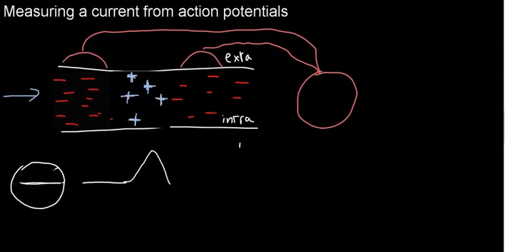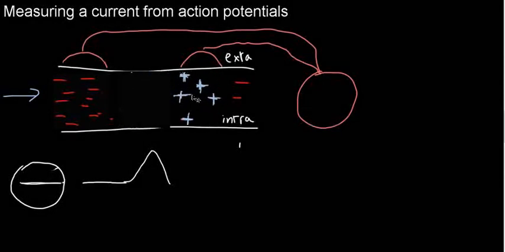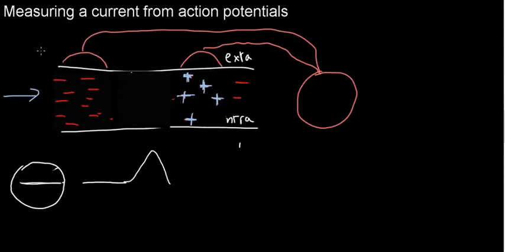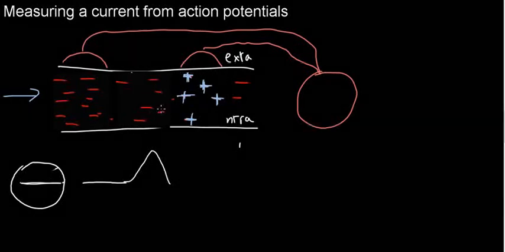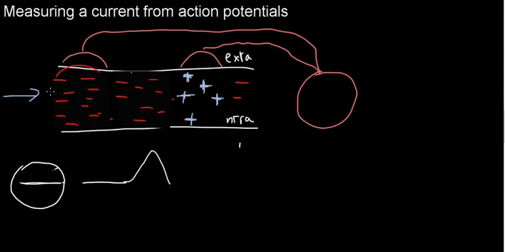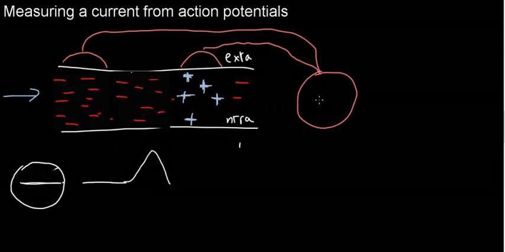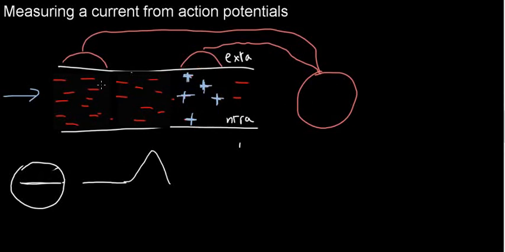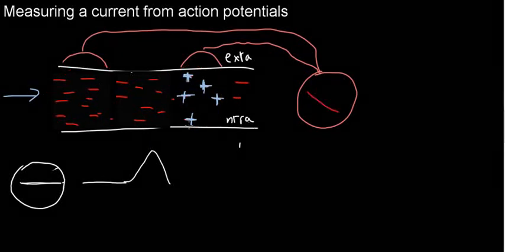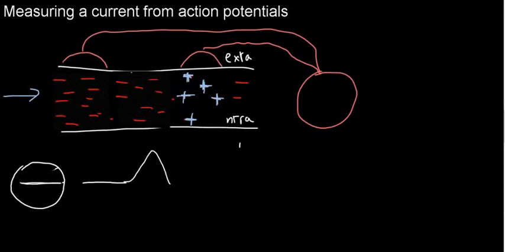So what's going to happen next? We can expect this wave to just propagate to the right side and reach this electrode on the right side. And we already stated that when this side is more positive than this side, we're going to get a positive reading on our galvanometer. And when this side is more positive than this side, we're going to get a negative reading on our galvanometer.